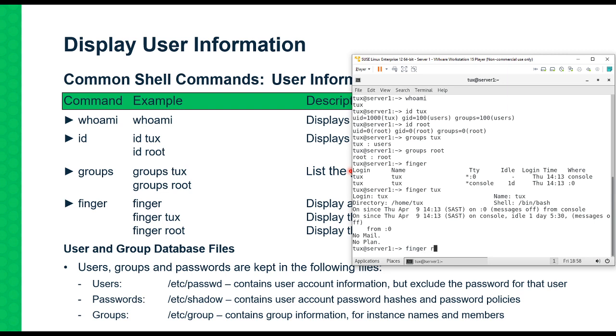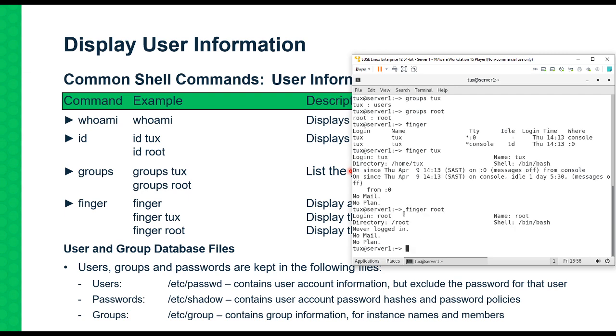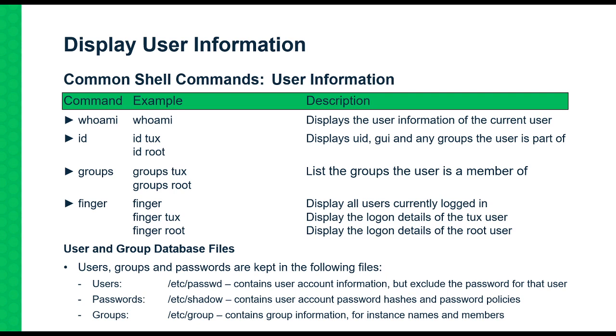Type in finger root and let's see what information we get. And finger root states that the login is root, the name is root, the home directory for root is /root, and then we also use the bash shell, but this user has never logged in, meaning we have never logged into this user from the system to start up with the GUI for this instance. Alright, and that's that for this exercise. Let's quickly see what's up next.